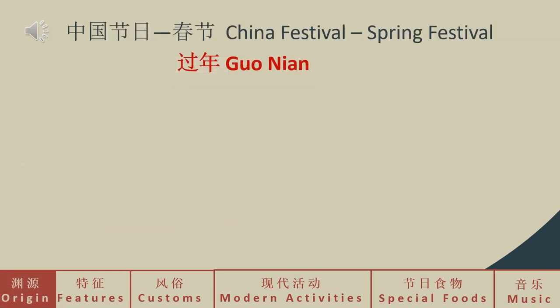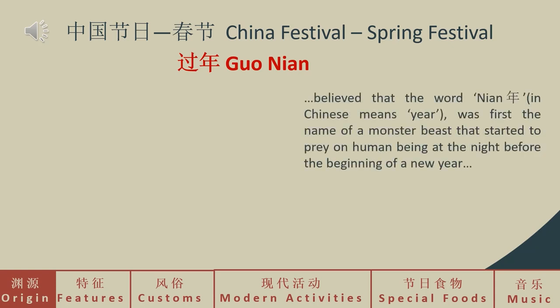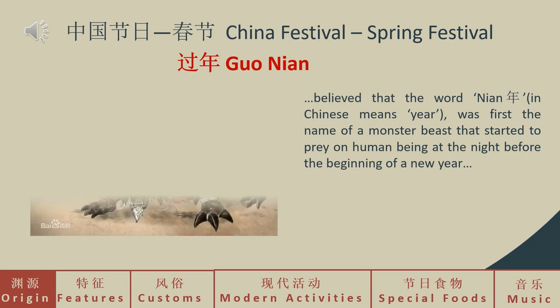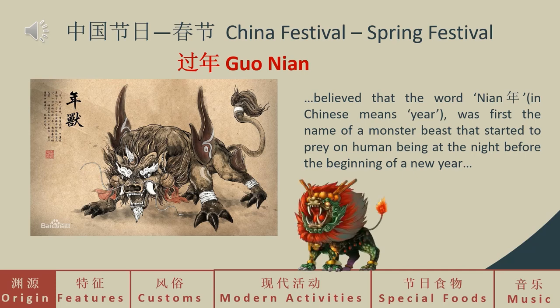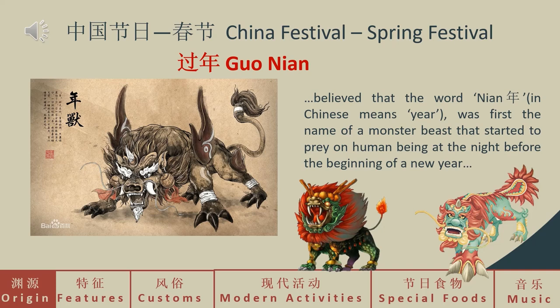We will talk about the origin of Spring Festival. 春节的渊源。The origin of Spring Festival now is too old to be tracked. It is widely believed that the word 年 in Chinese means year, was first the name of a monster beast that started to prey on human beings at the night before the beginning of a new year. It had a very big mouth that could swallow many people with only one bite. People were very scared. One day, an old man came to their rescue, offering to subdue Nian.